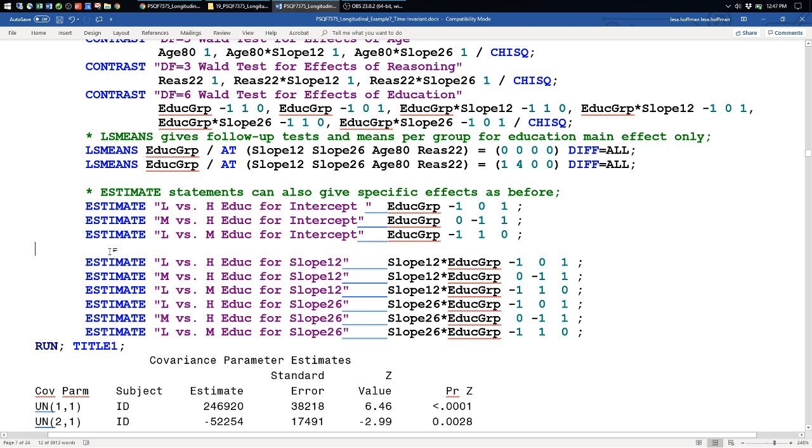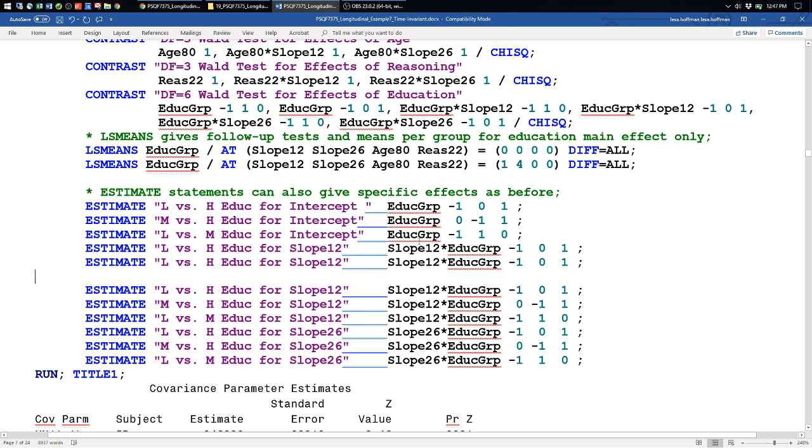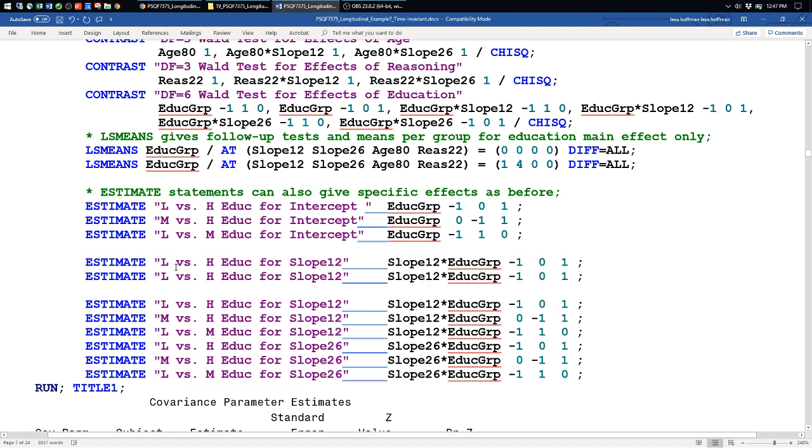For instance, we'll just do this on the fly. Copy. Paste. So, what if I did something like this? Low education slope 1.2. Since I'm asking for slope 1.2, I need that first. Let me get the colors right here. And I would need to zero out the other groups.